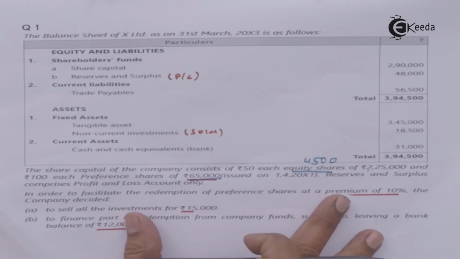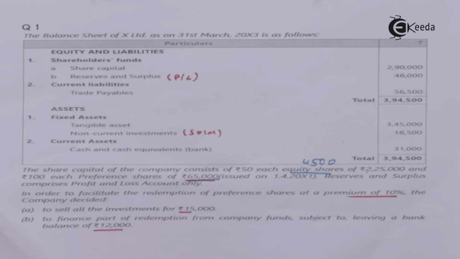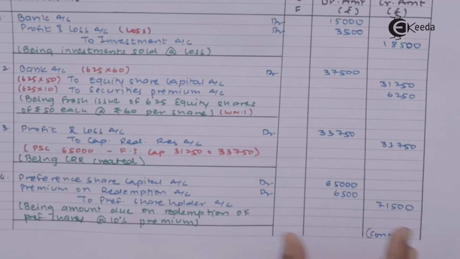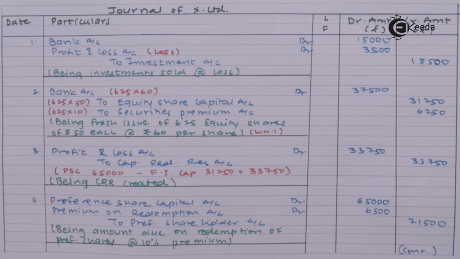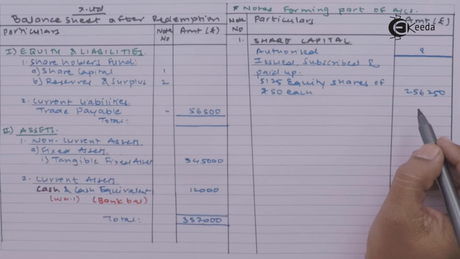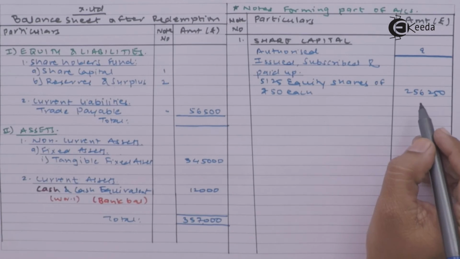So equity capital is done. What about preference share capital? You can notice preference share capital is already debited in my entry. So preference share capital is cancelled, so it will not come, it is redeemed. So my total capital will be 2,56,250 only.